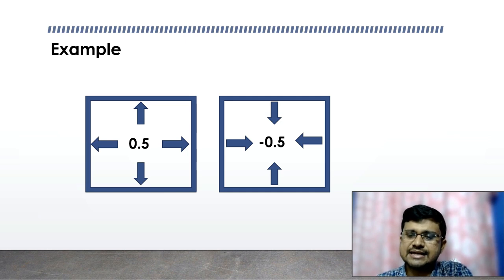Now this is an example. If opening percentage is in between 5 to 20%, at that time CPI will be plus minus 0.5. Now what is plus 0.5? Plus 0.5 means the wind is actually hitting all the building surfaces. And what is minus 0.5? Minus 0.5 is suction over all the building surfaces.